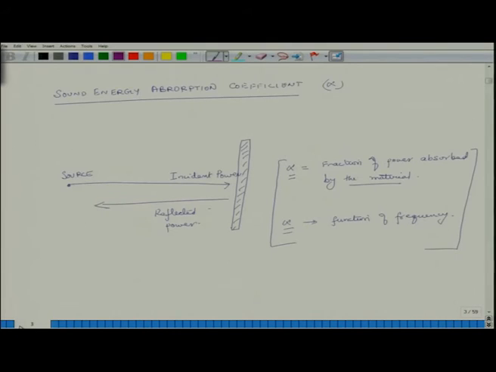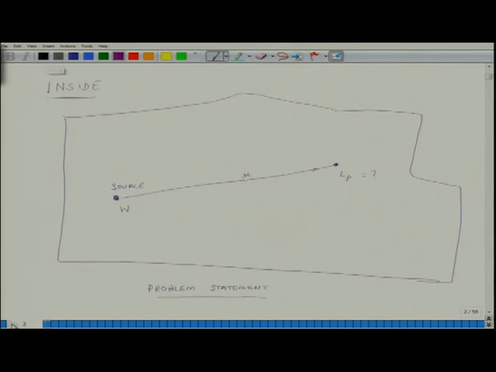Now, we will go back to our original problem, and the original problem was that suppose I have a big room, and in this room I have a machine or a place where a lot of noise is getting generated, and let us say the source is generating W watts of noise power, and then I want to find out at a distance r away what is the sound pressure level. This is what I want to figure out.